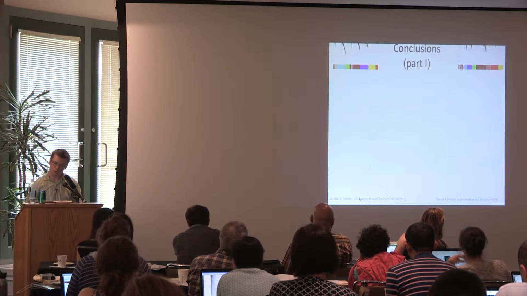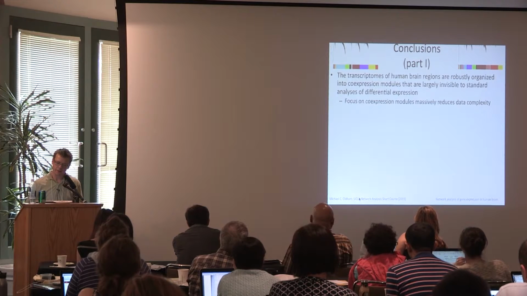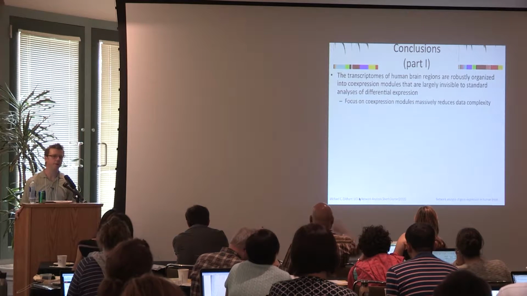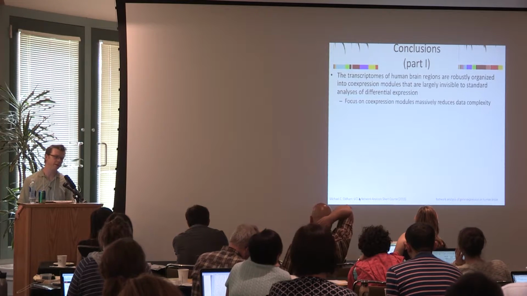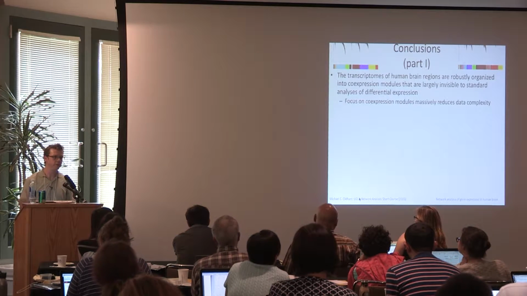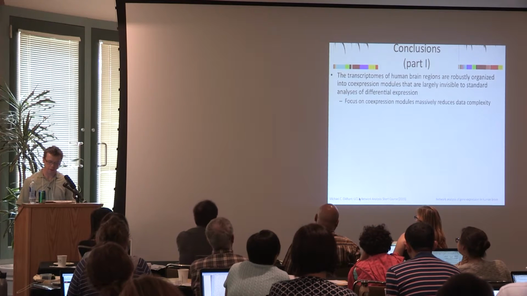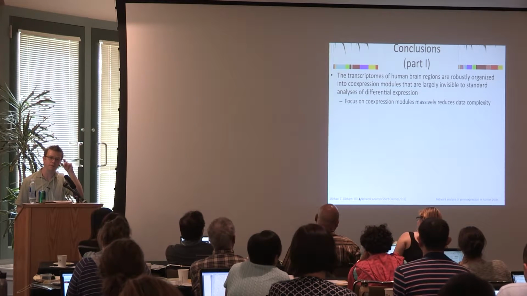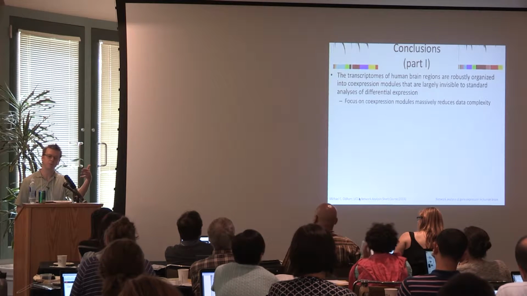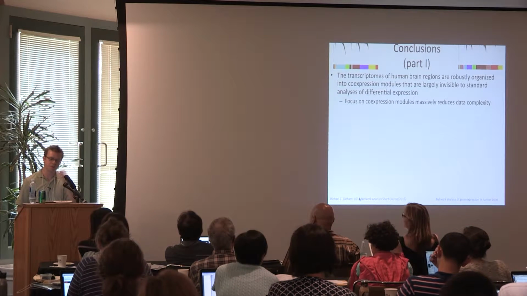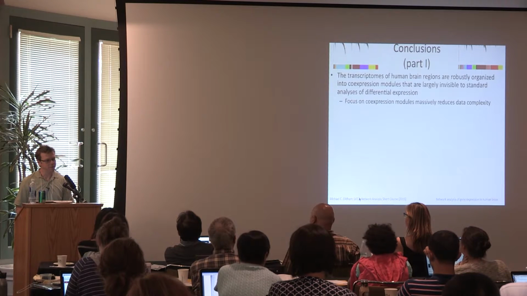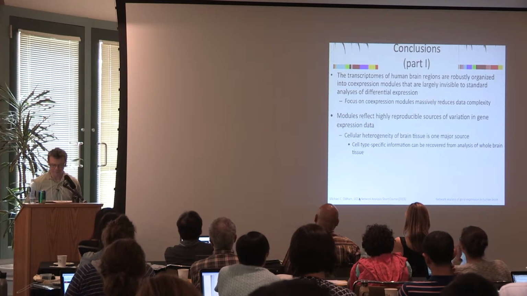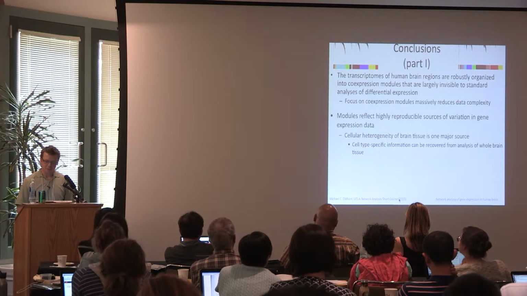To sum up part 1, I think it's quite clear to me that looking at the data in this way is just the way to go. You see the same things over and over again, and that's biology talking to you, so you ignore it at your peril. And the reduction in data complexity is just the practical benefit of it all, right? It's much easier to try and understand the brain in terms of 50 co-expression modules than several hundred billion cells and, yeah, cell type specific information.